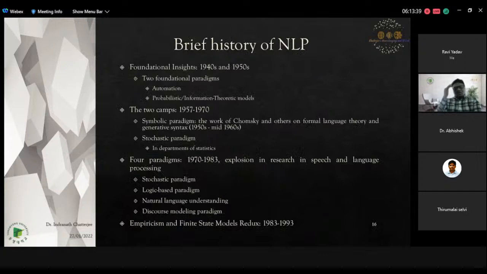Although we came to know and talk about NLP in recent times, NLP is not new. The main foundation of NLP started in the early 1950s, when the first automation theories and different paradigms like probabilistic and information theoretical models were built. At that time it was not exactly NLP, but it was the start of linguistics. From the computational linguistic models, in the 1970s and 1980s we had different stochastic paradigms, logic-based paradigms, NLU, which is natural language understanding, and also different finite state models which were built in the late 80s and early 90s.